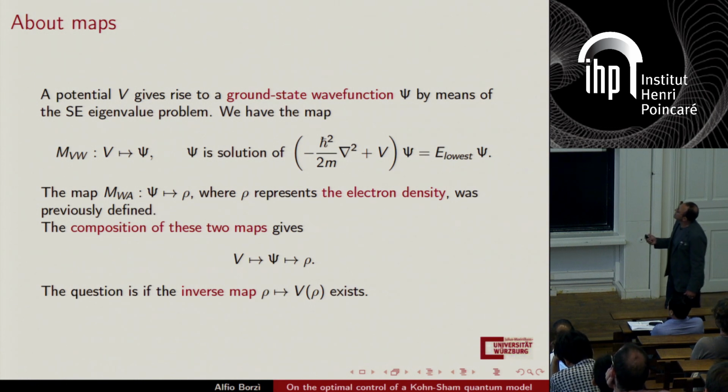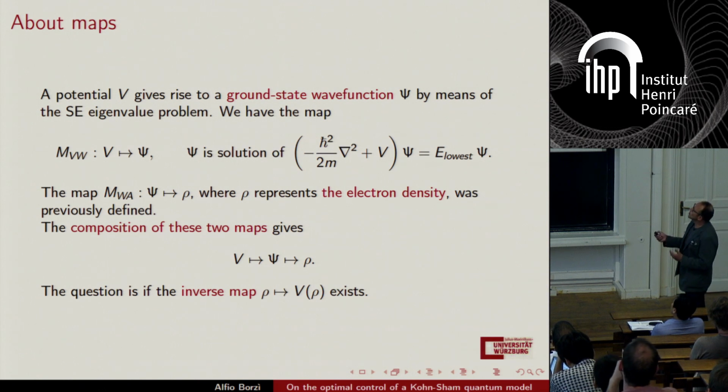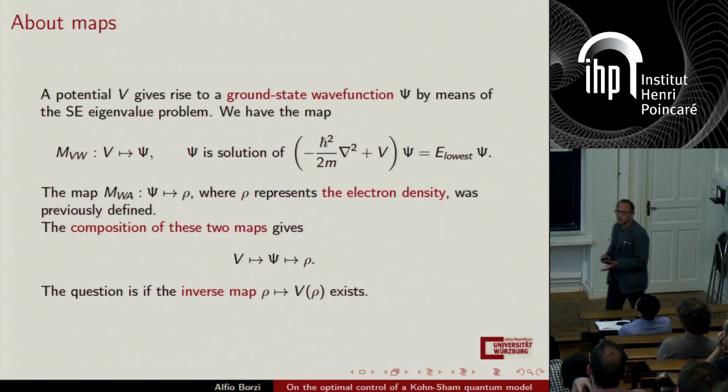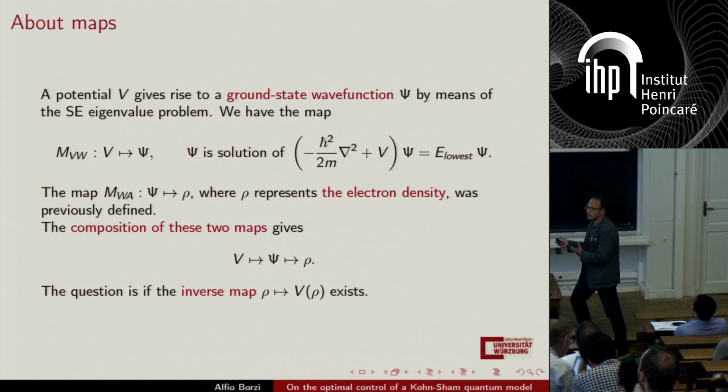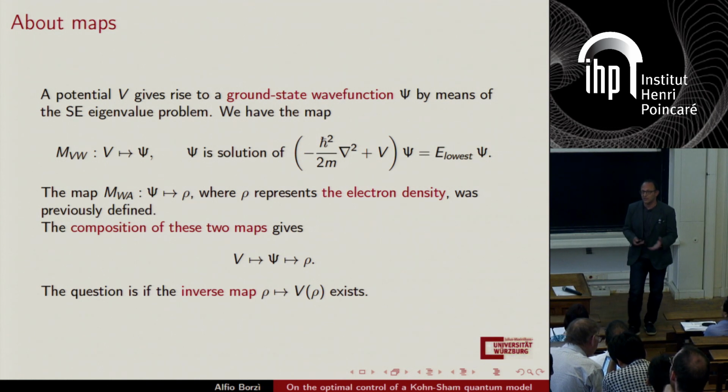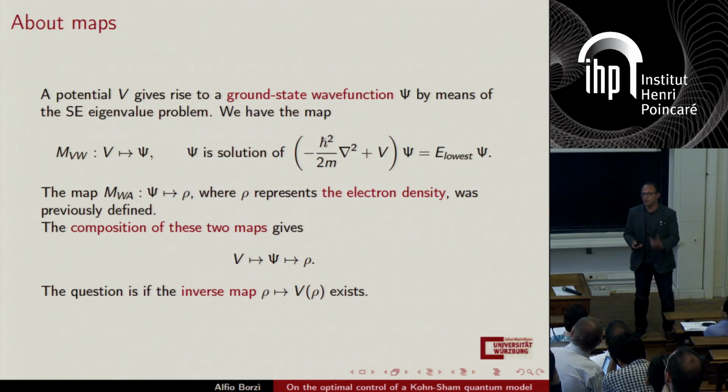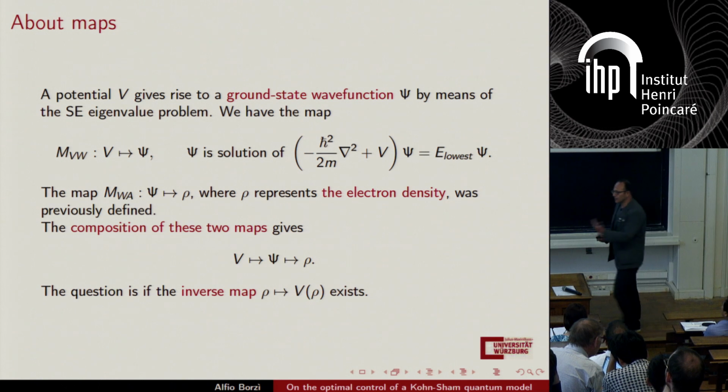First of all, think of the mapping that for us is all obvious. If you give a potential, you compute the eigenvalue problem for the Schrödinger equation, and you get a wave function, which is the eigenstate. If you take the lowest energy, the corresponding eigenstate is your ground state.